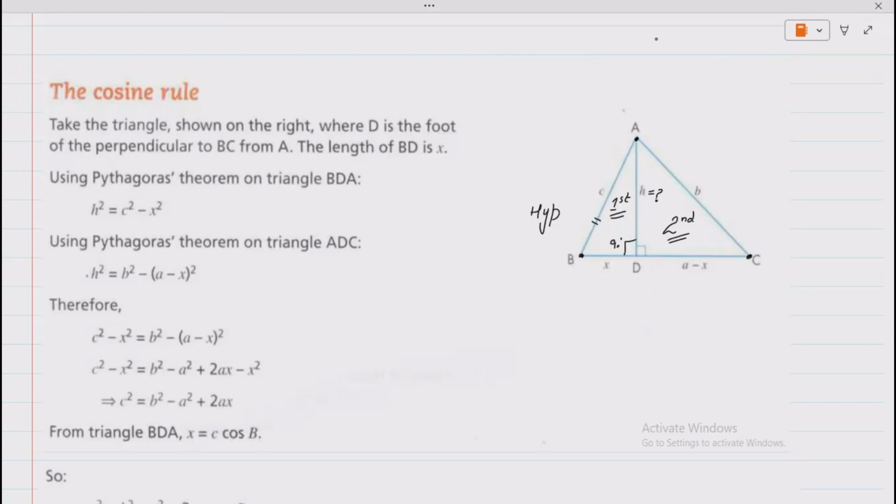So we know that there is a very famous formula, Pythagoras theorem, right? Pythagoras theorem. So Pythagoras theorem says that hypotenuse square is equal to perpendicular square plus base square, right? So here, since we are right, this Pythagoras theorem is only for right angle triangles.